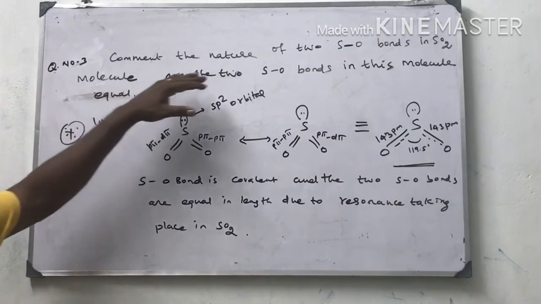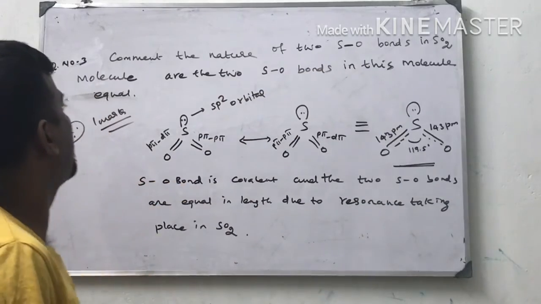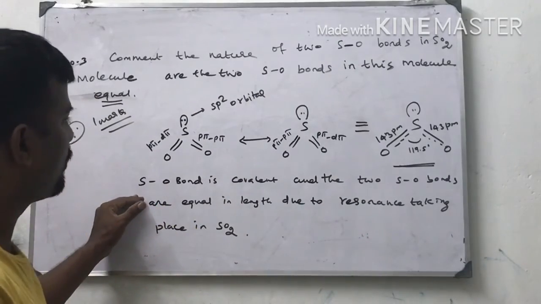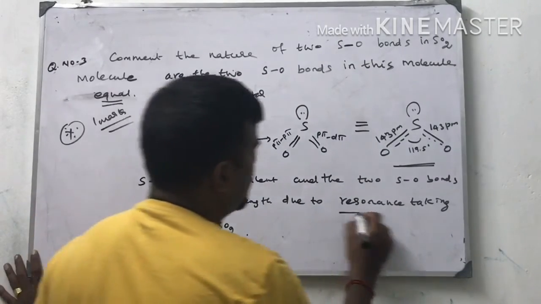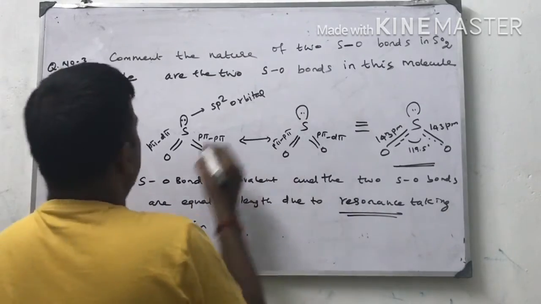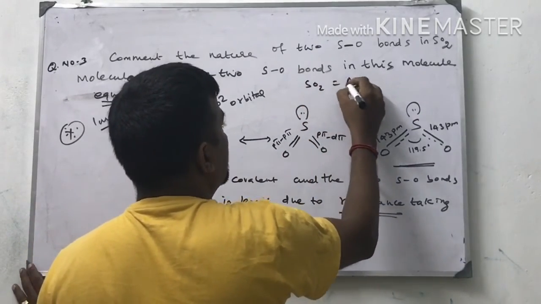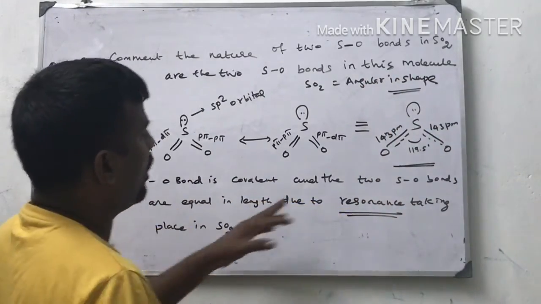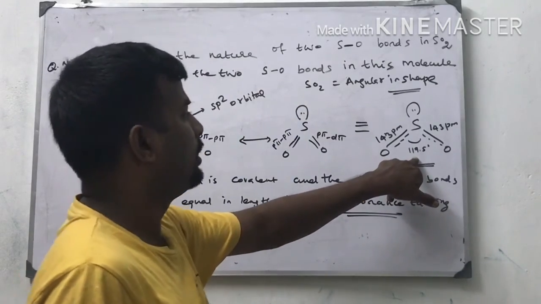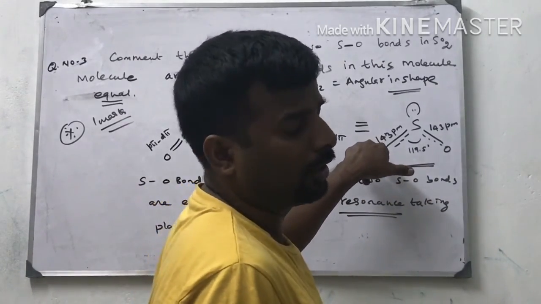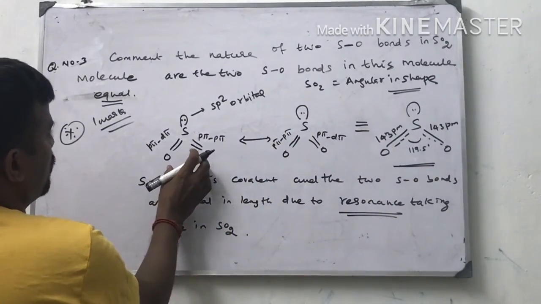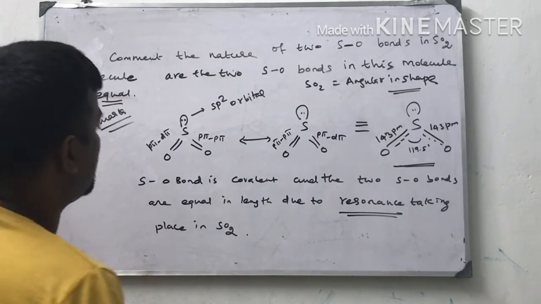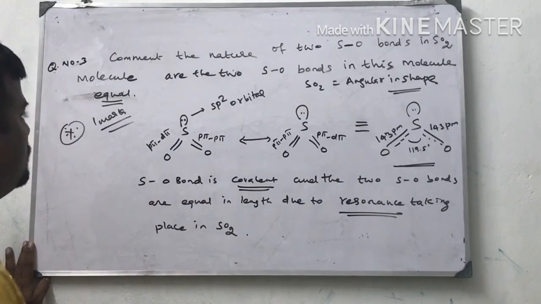The question is, comment on the nature of the two sulfur oxygen bonds in the sulfur dioxide molecule. Are the two sulfur oxygen bonds equal? This is one question. Yes, the sulfur oxygen bonds are equal because they have a resonance structure. So angular, sulfur dioxide is angular in shape. Bond angle is 119.5 degree and the bond length is 143 picometer. Both these sulfur dioxide bonds have P pi D pi multiple bonds. So it will form covalent bond. This is the answer.